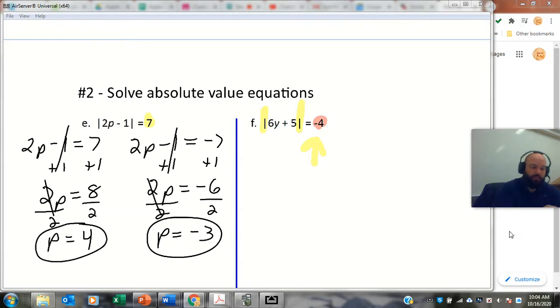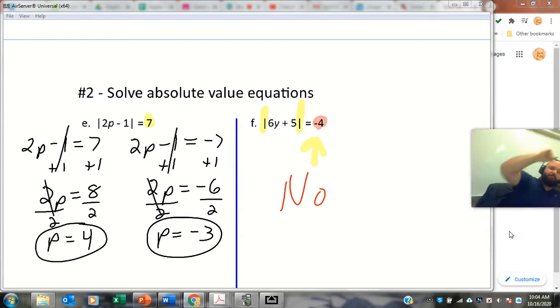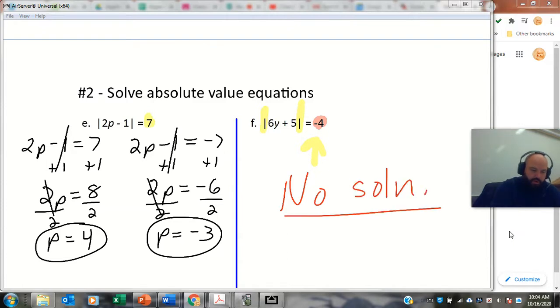So this one tried to trick us, but there is no, whoops, my lights went out. Try this again. We could wave at the motion sensor. There we go. There is no solution to this problem. And there's no solution because you can't have an absolute value equal a negative number.